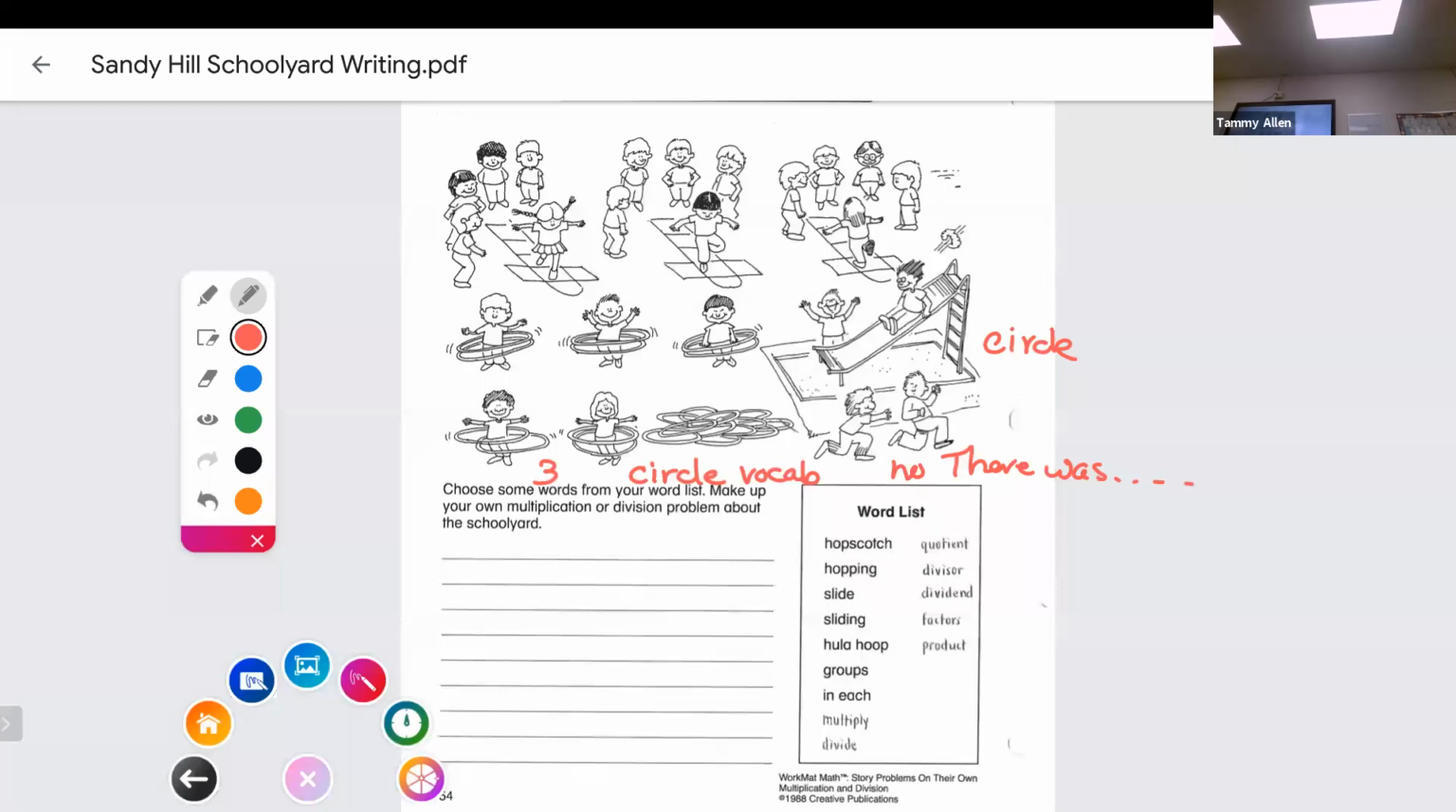Yes? Can you use they? What? They? Yes, you can use they. Is this due Friday, right? It's due on Friday. But no, they are. You can use they are. Not there are, there was, there were. Okay? Any other questions? All right.